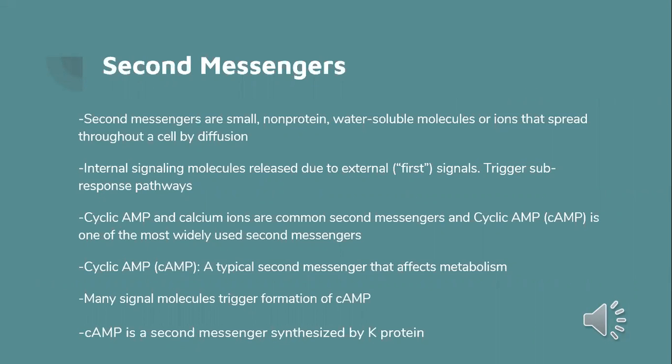Second messengers are small, non-protein, water-soluble molecules or ions that spread throughout a cell by diffusion. Internal signaling molecules released due to external first signals trigger sub-response pathways. Cyclic AMP and calcium ions are common second messengers, and cyclic AMP (cAMP) is one of the most widely used second messengers. Cyclic AMP is a typical second messenger that affects metabolism. Many signal molecules trigger formation of cAMP. cAMP is a second messenger synthesized by G protein.